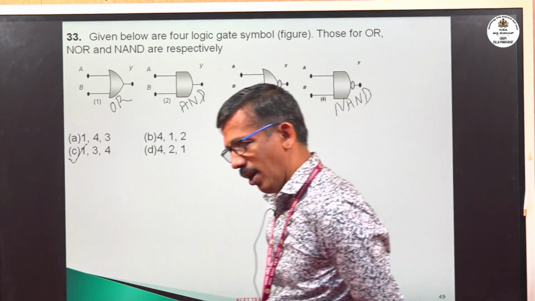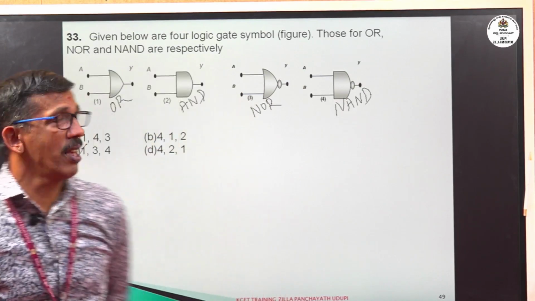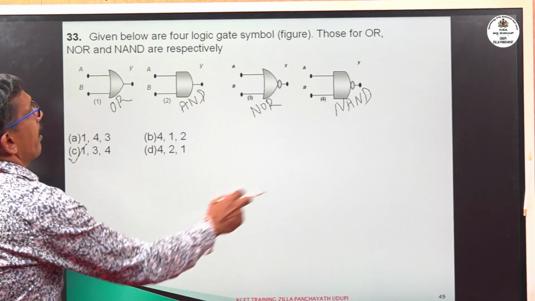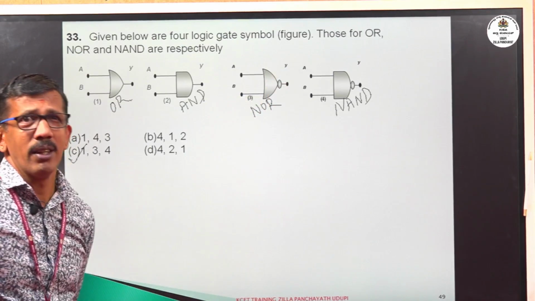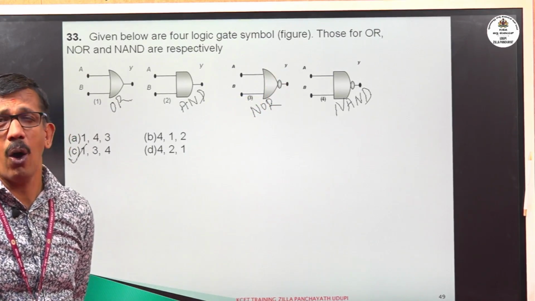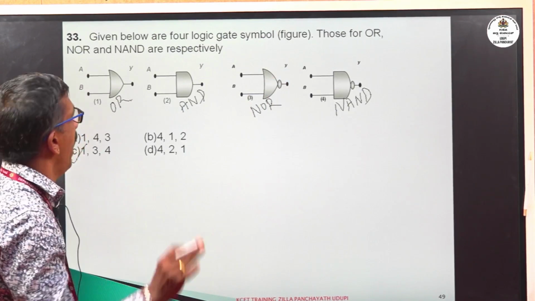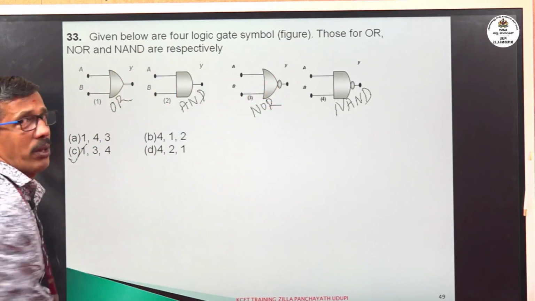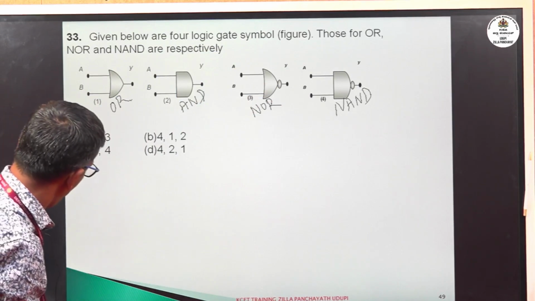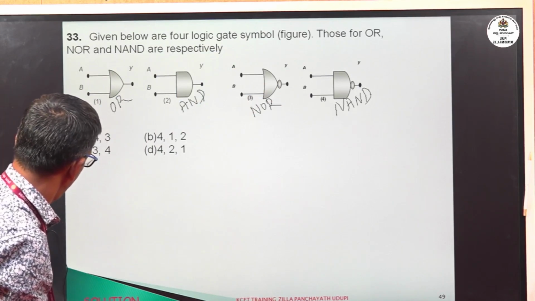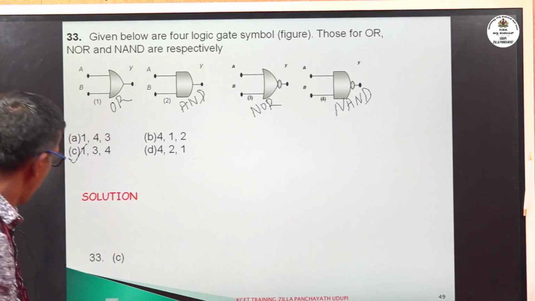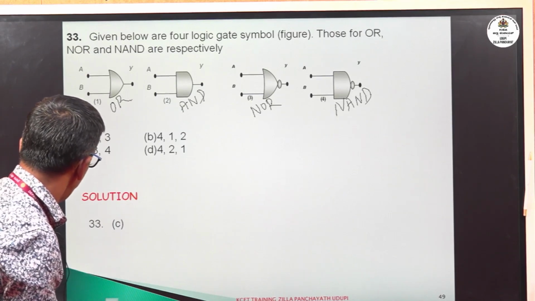First gate is OR gate, second gate is AND gate, third gate is NOR gate, fourth gate is NAND gate. They want only the three gates OR, NOR and NAND. Option C, first, third and fourth are the correct answer. Option C.